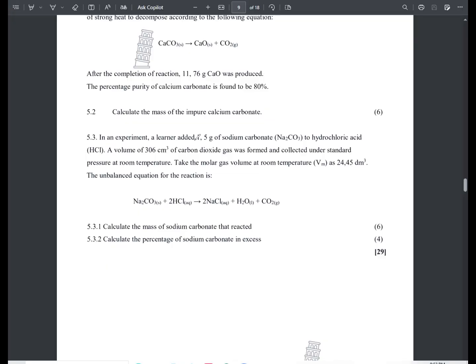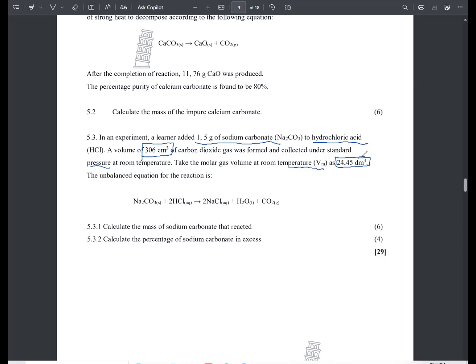In an experiment, a learner added 1.5 gram of sodium carbonate to hydrochloric acid. A volume of 306 centimeter cube of carbon dioxide gas was formed and collected under standard pressure at room temperature, right? Standard pressure at room temperature, STP. Take the molar gas volume at room temperature, VM, as 24.45 dm cube. So we are actually given the VM now.